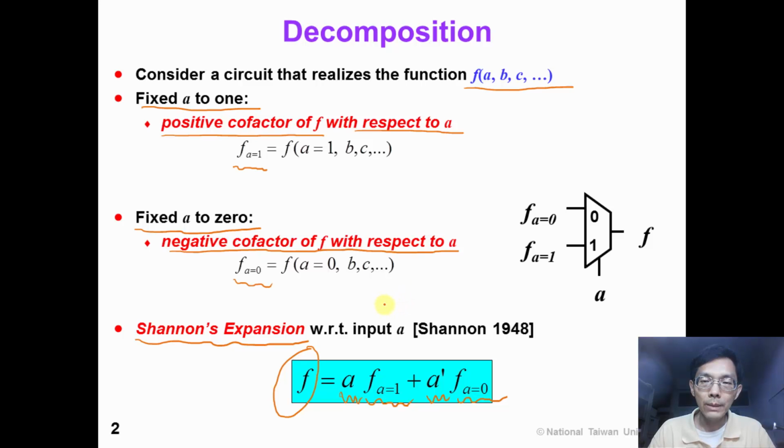We can use a mux to illustrate this concept. When a is equal to 0, we will select the negative cofactor. When a is equal to 1, we select the positive cofactor. So after this decomposition, the output of this mux is still the same function f.